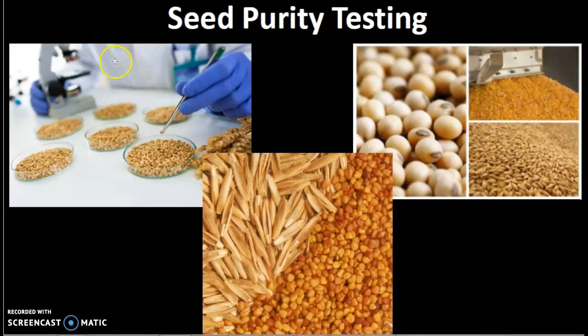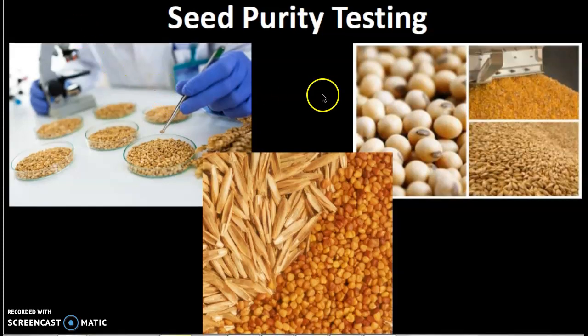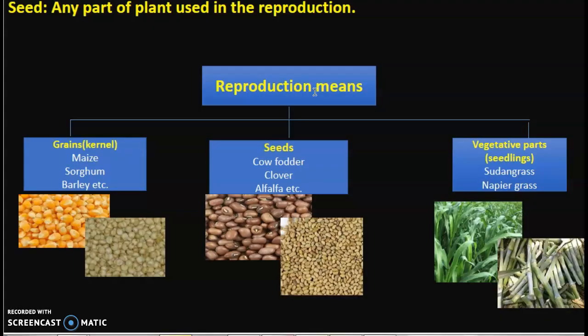The first point we'll talk about is the parts of plants used in reproduction. What are the parts used in reproduction? We have three parts: grains, seeds, and vegetative parts. Examples of grains are maize, sorghum, and barley. The seeds are like persimmon, clovers, cow fodder, and alfalfa. The second are vegetative parts like sun grasses and napier grasses.